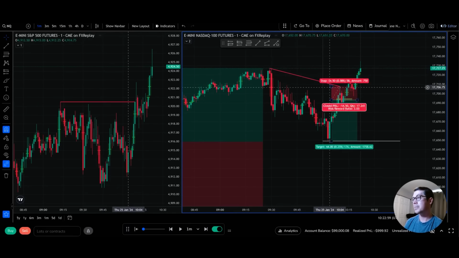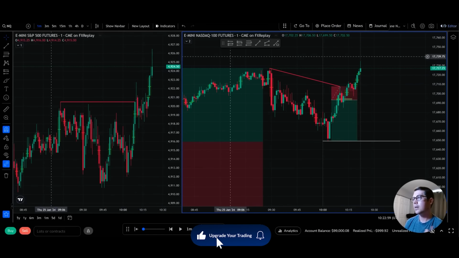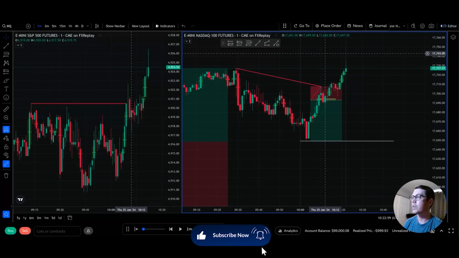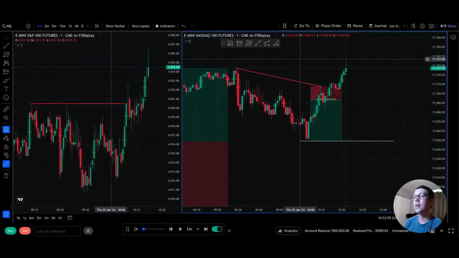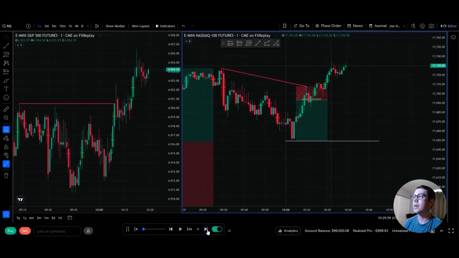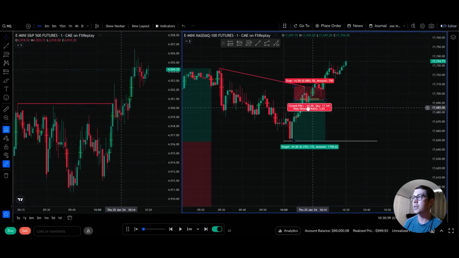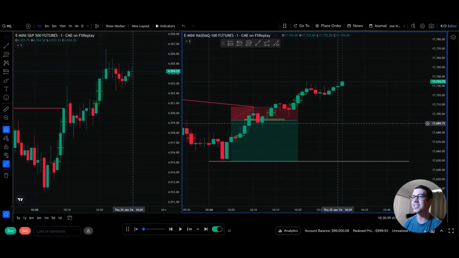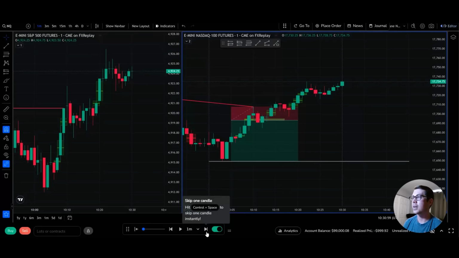So this SMT is no longer valid because now both pairs have made new highs. So now I need to kind of restart, reframe, look for that SMT, look for that inversion. I'm not looking for anything until I see that SMT. So we have a potential SMT here now, and this takes a little while to train your eye, but we have a lower high on ES and a higher high on NQ.